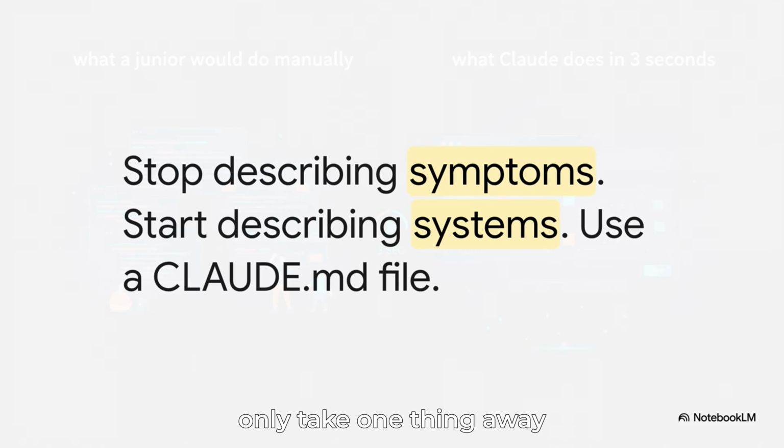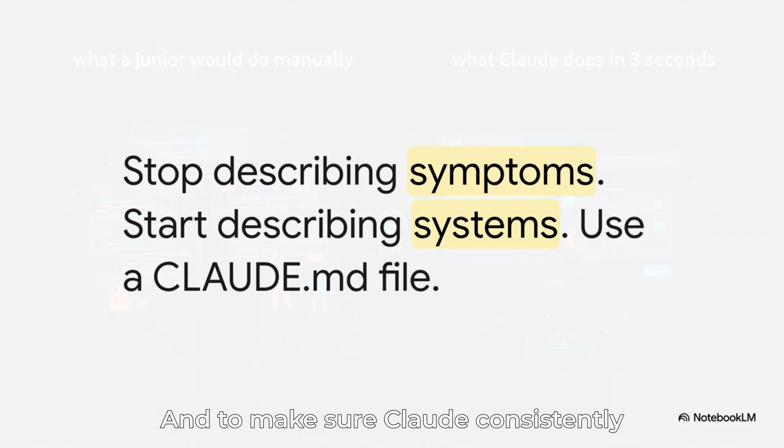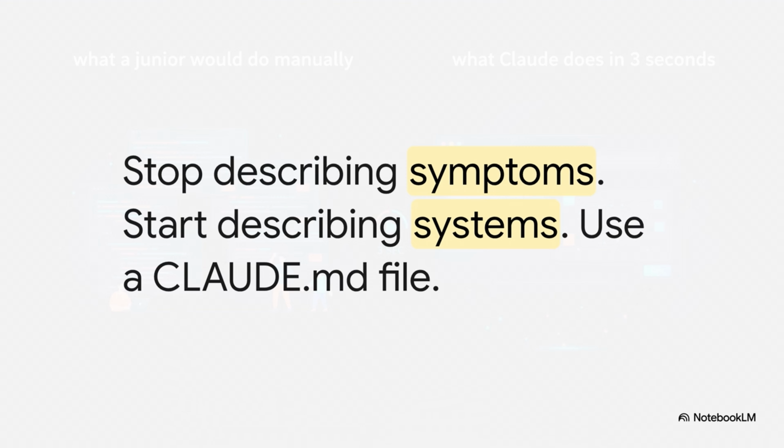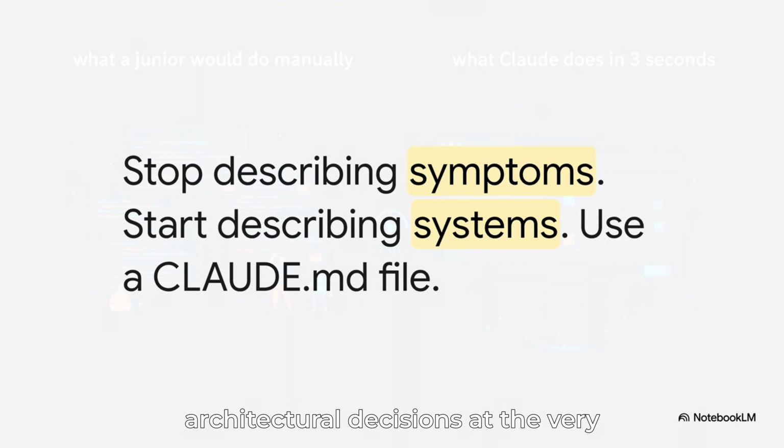So if you only take one thing away from this explainer, let it be this. Stop describing symptoms and start describing systems. And to make sure Claude consistently gets your specific architecture, keep a claude.md file right in the root of your project. This acts like a persistent memory. It gives Claude your build commands, coding standards, and architectural decisions at the very start of every session. That way, it acts like a native senior engineer on your team, not a goldfish starting from scratch every single time.